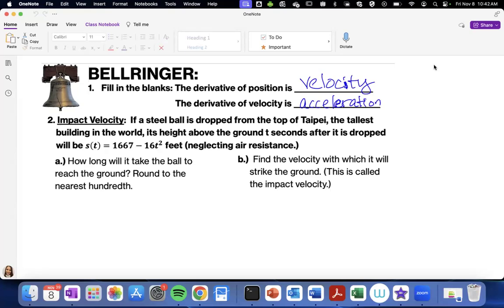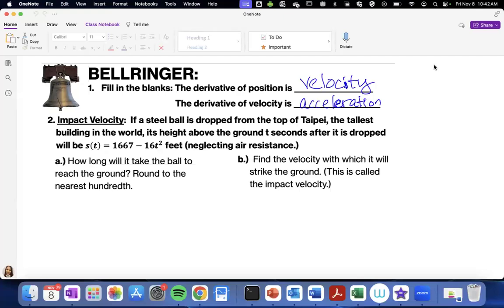For part A, how long will it take the ball to reach the ground? What do you have to do? What happens in the equation then? If the ball's hitting the ground, what do I know? I want to know how long. Yeah, where does 0 go? Think about what S of t represents. The height. So I set the height equal to 0, right? That's when it'll hit the ground. So go ahead and do that.